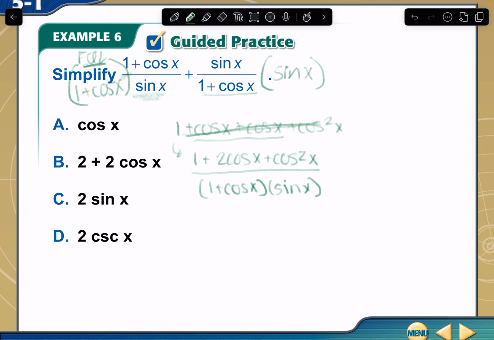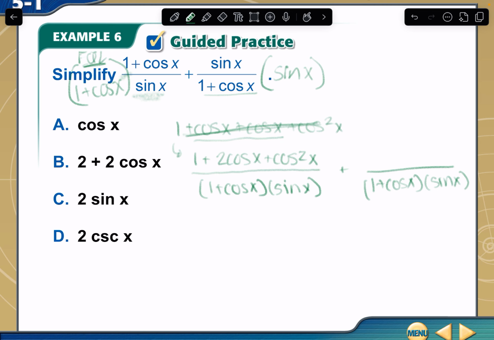Right now it's better to leave that apart than to actually distribute your sine and rewrite it as sine plus cosine times sine. We just did that in the last problem where we ended up having to factor it out. So instead of multiplying it and then potentially having to factor it later, I'm just going to leave it factored in that format. So then looking at my other side, in my denominator, I'm also going to just leave it as 1 plus cosine x times sine x.